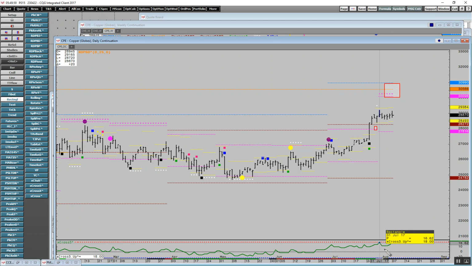Interesting to note, we are starting to come into an overbought scenario. So just need to keep an eye on that. Perhaps we get a spike high on copper that coincides with a high at this annual target. Just need to wait and see. There's certainly some indication here.